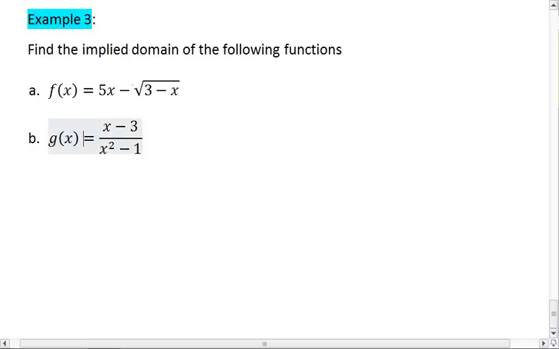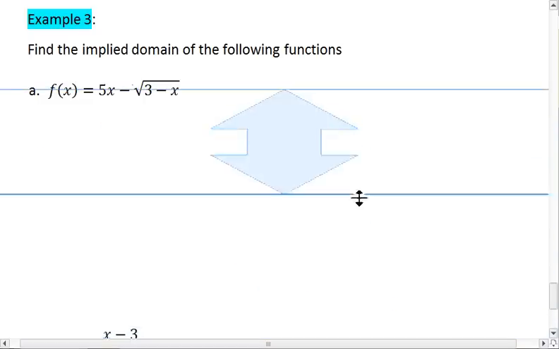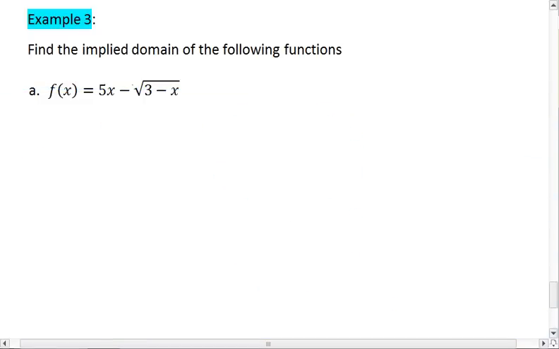Let's address the function in part A first, f of x. We focus on that radical sign. So we want to make sure everything that's underneath that radical must be greater than or equal to 0. We solve for x. We get negative x is greater than or equal to negative 3. x is less than or equal to 3.